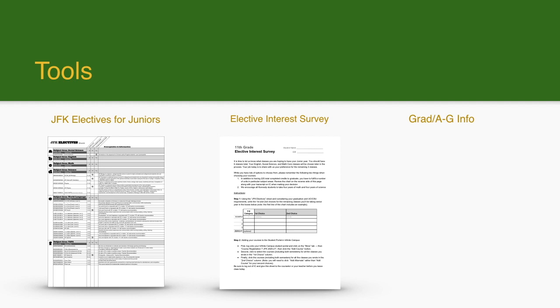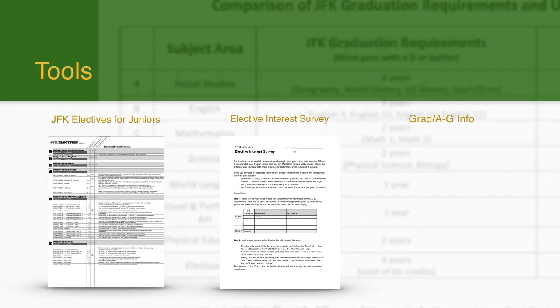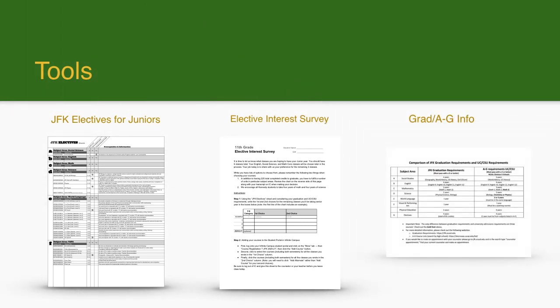The last document is on the reverse side of the Elective Interest Survey. The chart, which should be familiar to you, lists the graduation requirements and A through G requirements. Refer to this chart as you choose your classes. Now, watch me as I choose my classes for my junior year. I'll be referencing the JFK elective spreadsheet and writing with a pen on the Elective Interest Survey.